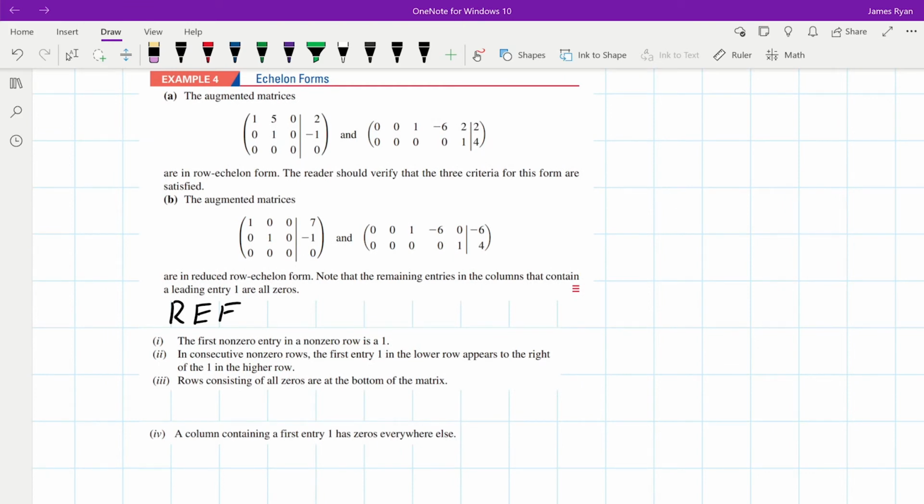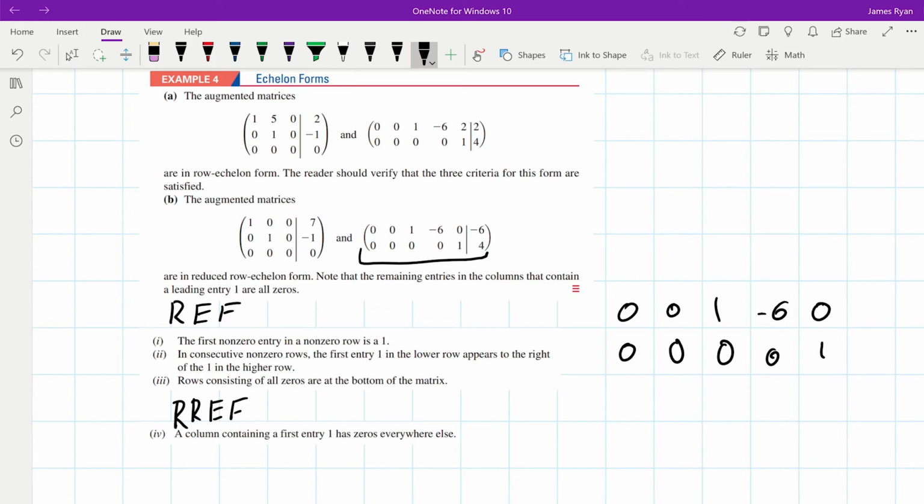We'll also verify that a matrix is in reduced row echelon form. So reduced row echelon form follows all the criterion for row echelon form, as well as this additional criterion for reduced row echelon form. So let's verify that this matrix is in reduced row echelon form. 0, 0, 0, 0, 1, 0, -6, 0, 0, 1, -6, 4.